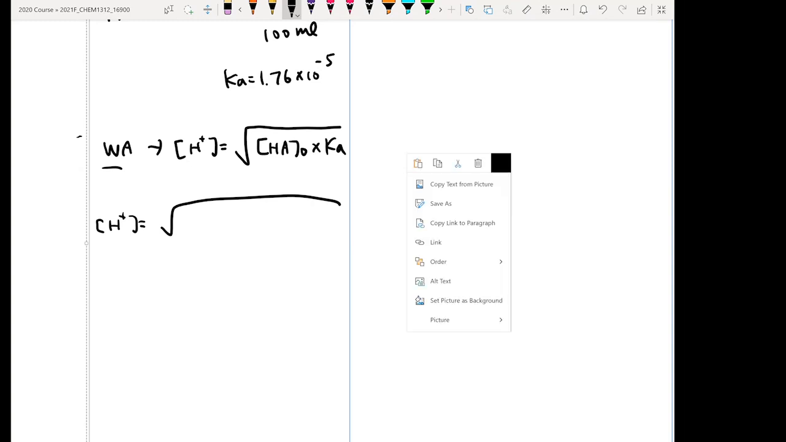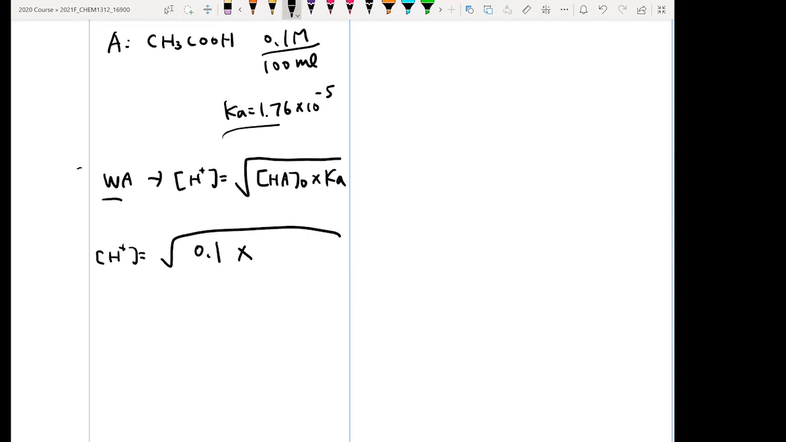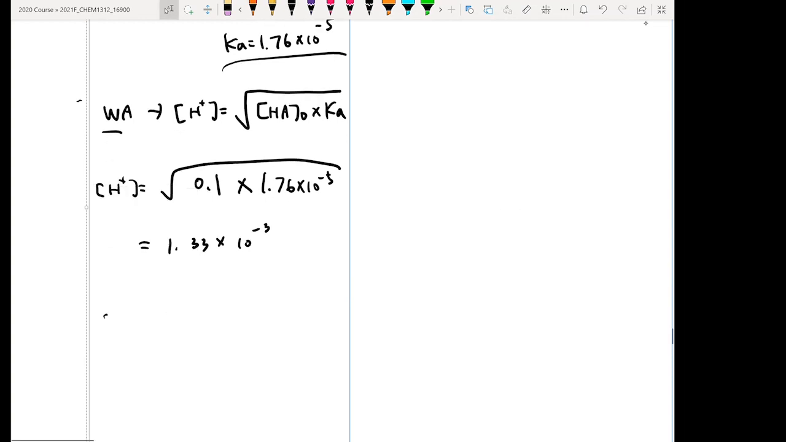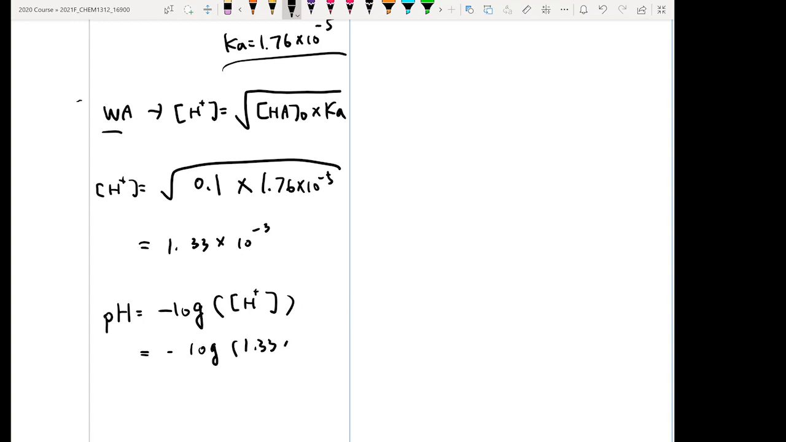Therefore, the proton concentration equals the square root of the HA concentration, 0.1 M, times Ka, 1.76 times 10 to the negative 5. You should see a value of 1.33 times 10 to the negative third. That's your proton concentration. pH is the negative log of the proton concentration, which equals the negative log of 1.33 times 10 to the negative third.